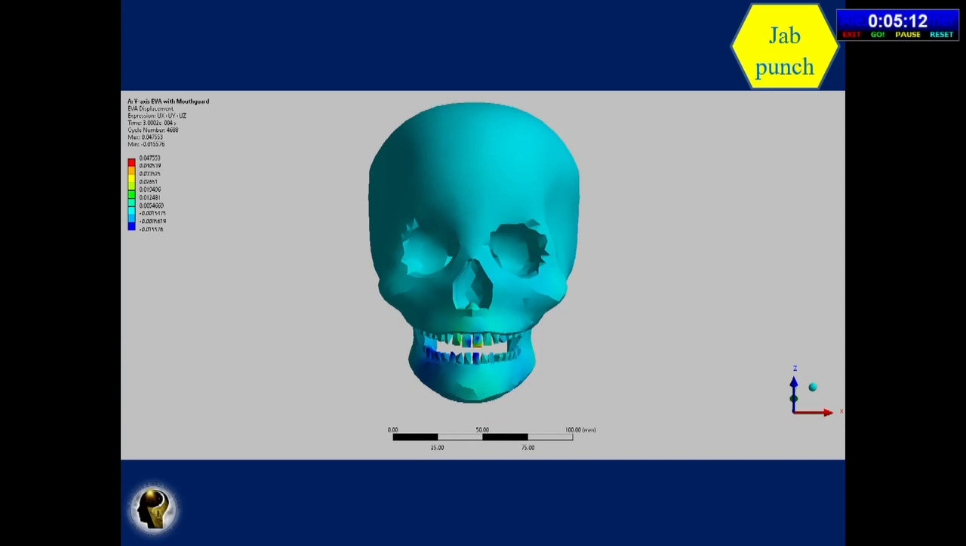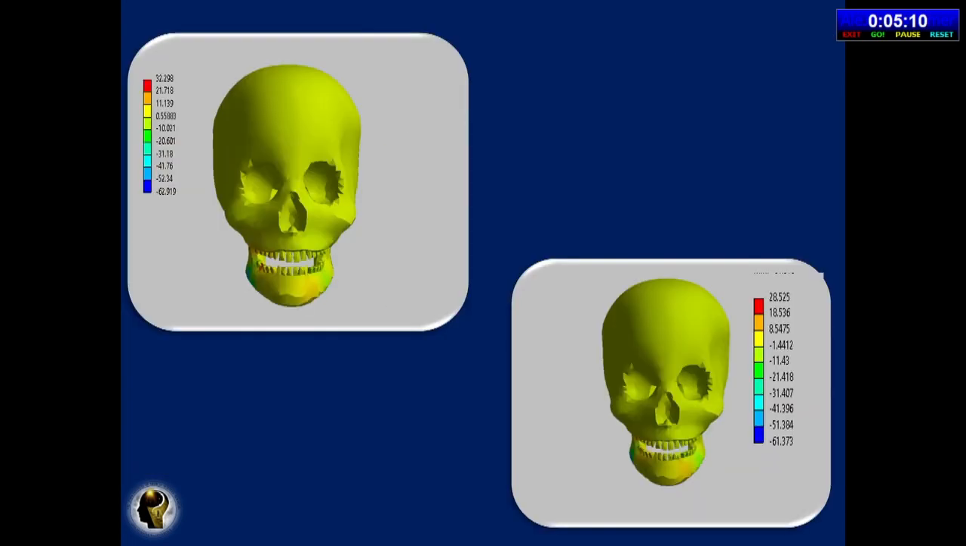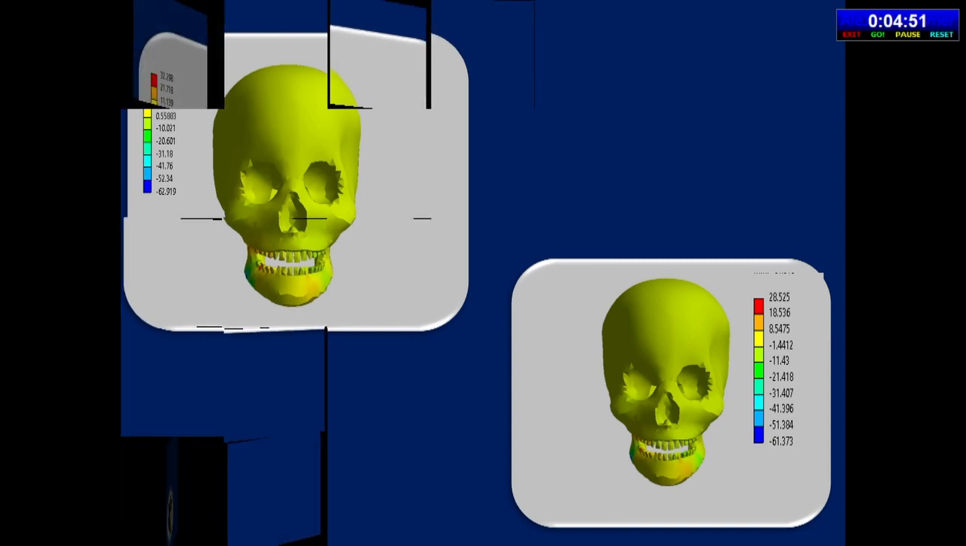So this is with the jab punch and the uppercut, and this is the principal stress. As we can appreciate, the first picture is without the mouth guard, and the maximum force that can be transferred is about 32 megapascals, but in case of the mouth guard, it's reduced to about 28 megapascals.